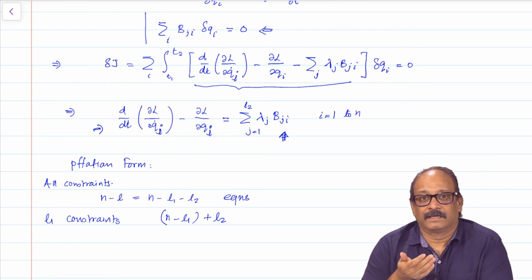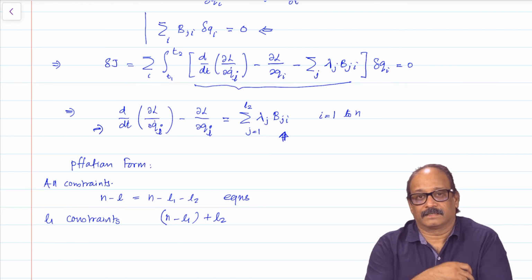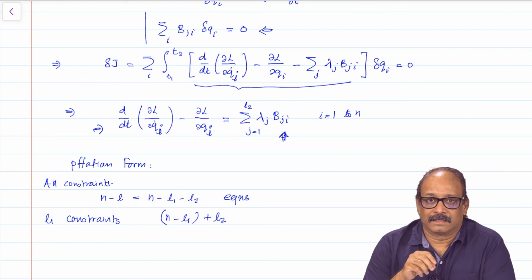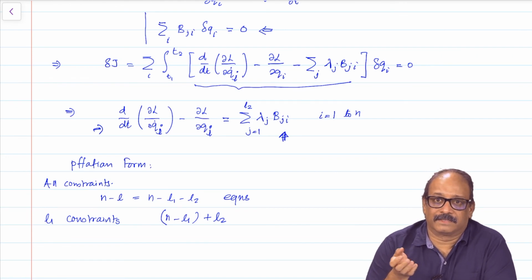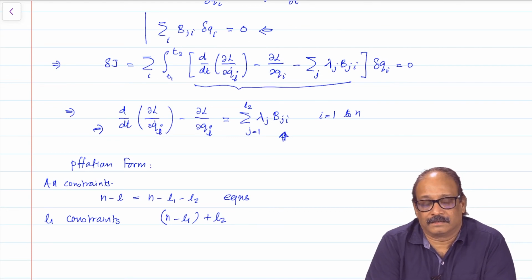Those who are interested, I will ask them to look at Goldstein's book. Here we of course have taken care of some of the issues of non-holonomic constraints, that is the non-holonomic constraints which are in a specific form or in a restricted form as they call it in Goldstein's book.